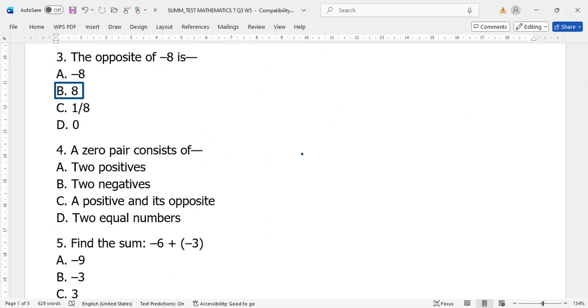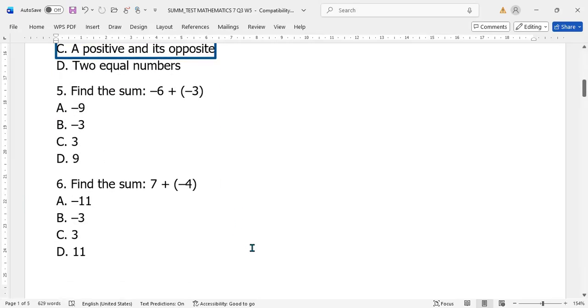Next, a zero pair consists of, okay, a zero pair consists of A two positive, B two negative, C a positive and its opposite, D two equal numbers. So our answer here will be positive and its opposite. Since when you add the positive and its opposite, the answer will be 0. So positive and its opposite.